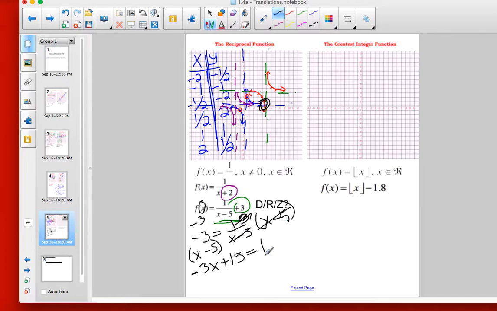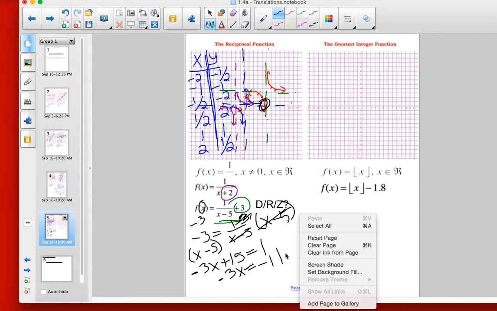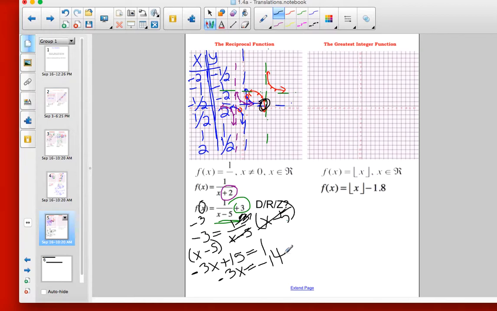So, we'll subtract the 15 so that we get negative 3x equals negative 14. And finally, we will divide by negative 3. So we get x equals 14 thirds. And that would be our final answer. And you'd want to check the graph, make sure it looks like it's at 14 thirds, which is the same thing as 4 2/3. Does it look like it's there? Yeah, that looks like it's pretty close to 4 2/3, so you're good.